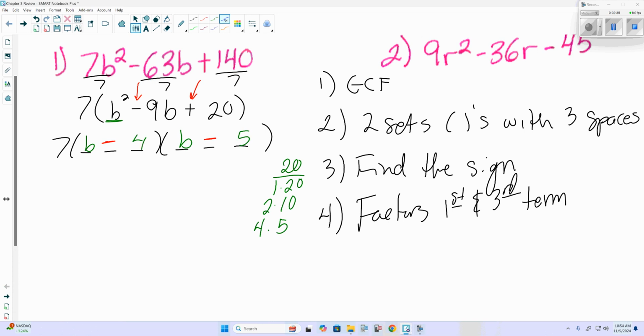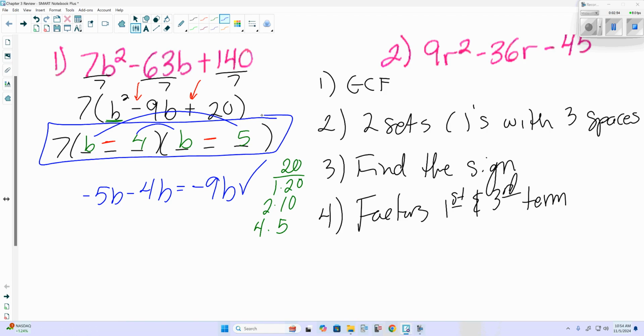And the last step is to check. All right, guys, we're going to check this here. B times negative 5 is negative 5b. Negative 4. Yes, so this is the correct answer. So we check b times negative 5 and negative 4 times b, which do combine to give us negative 9b, which is the correct middle term, telling us that 7 times b minus 4 times b minus 5 is the correct set of factors.